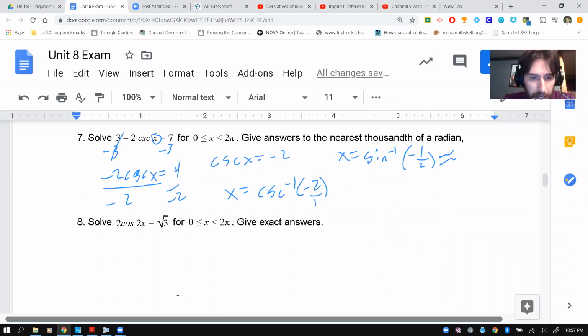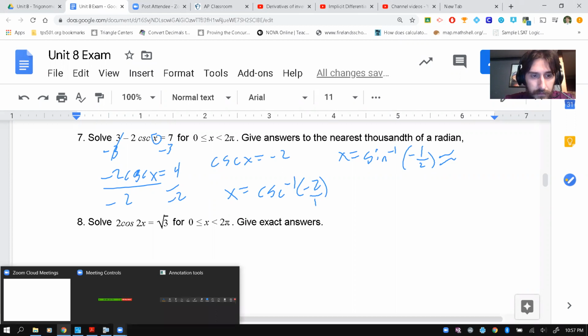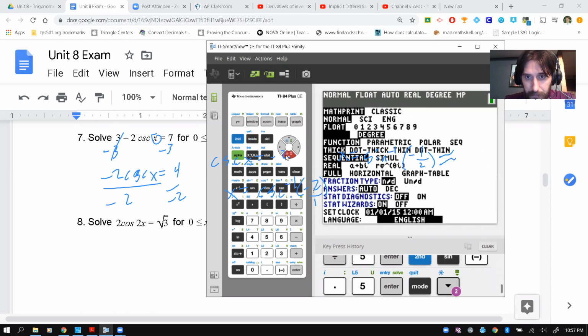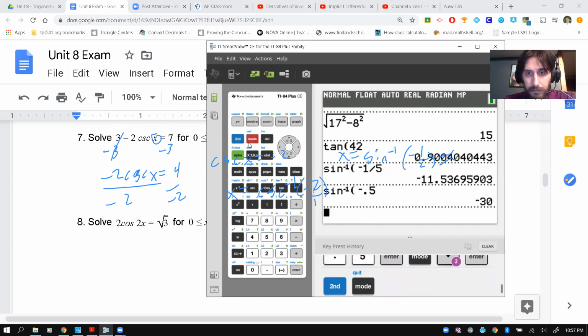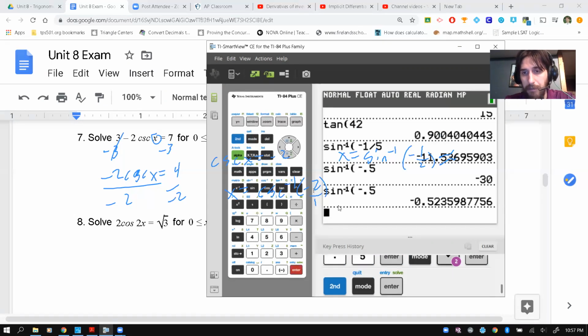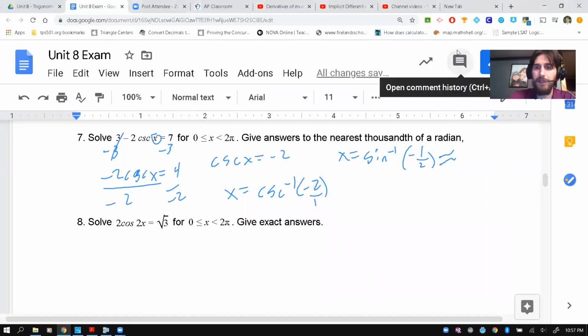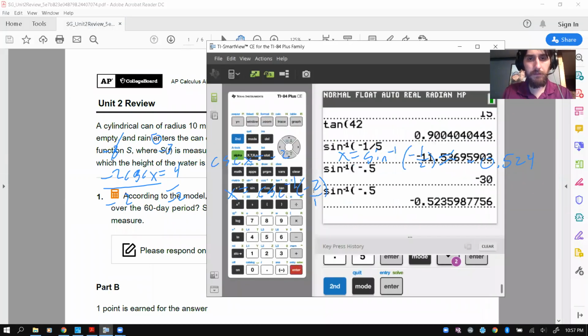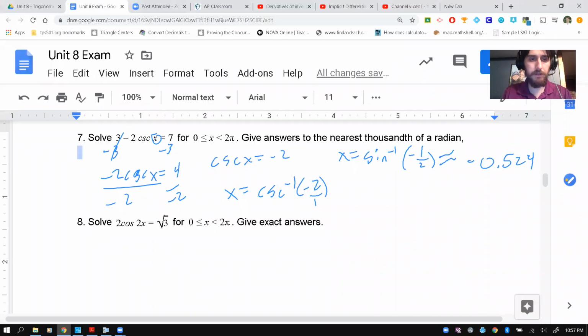Oh, radians. So we got to change the mode to radians. So it's really -5.24 radians. Okay, so did I write that correctly? Did I say that right? That doesn't sound right. Negative 5.24. Okay, yeah, I said it right.